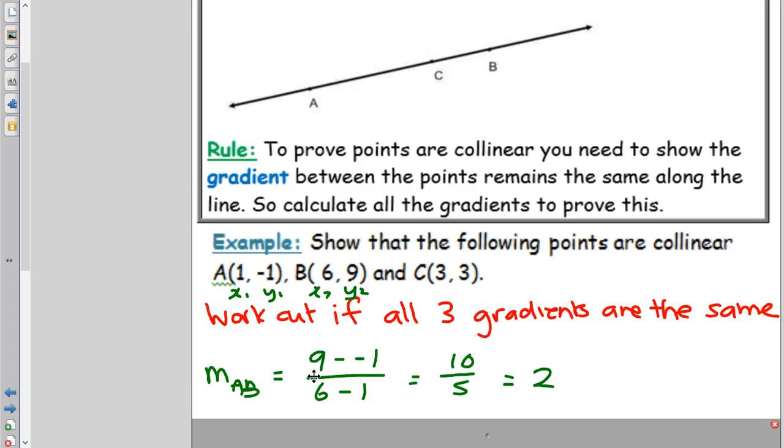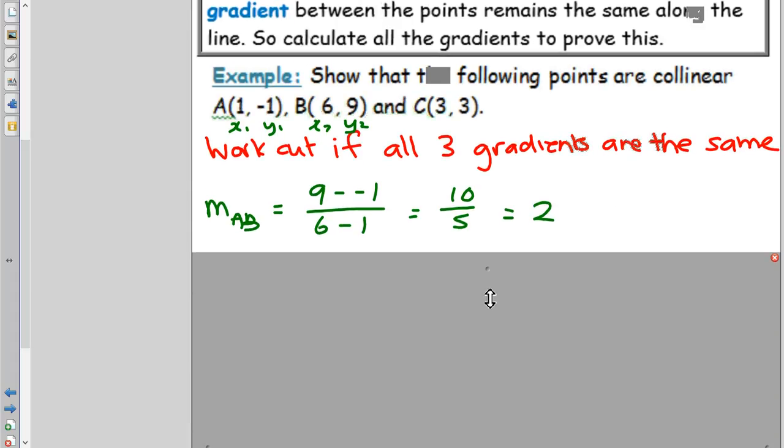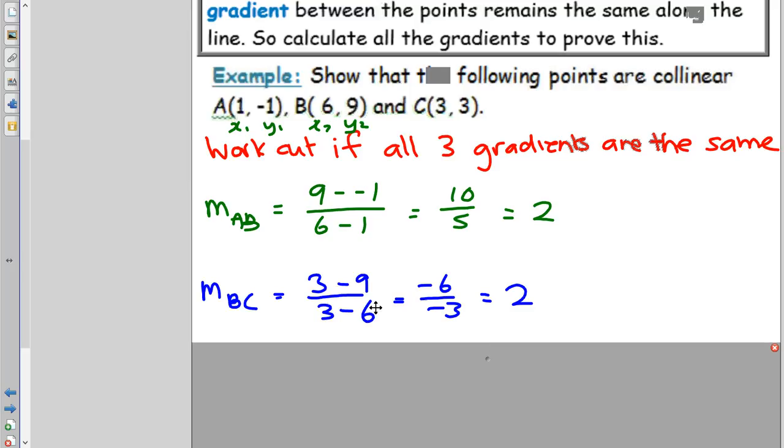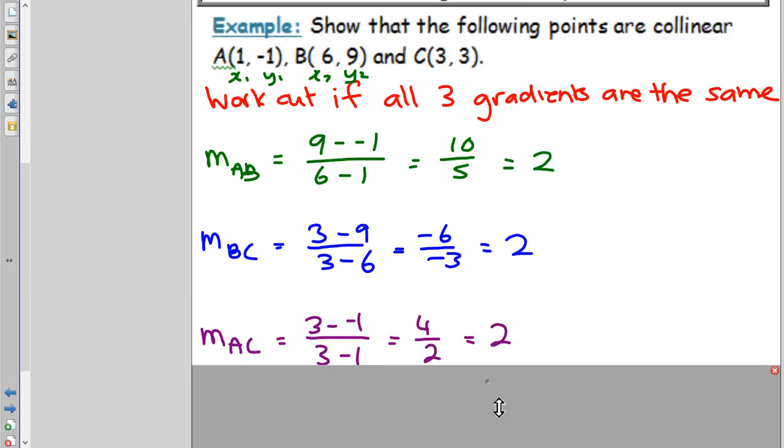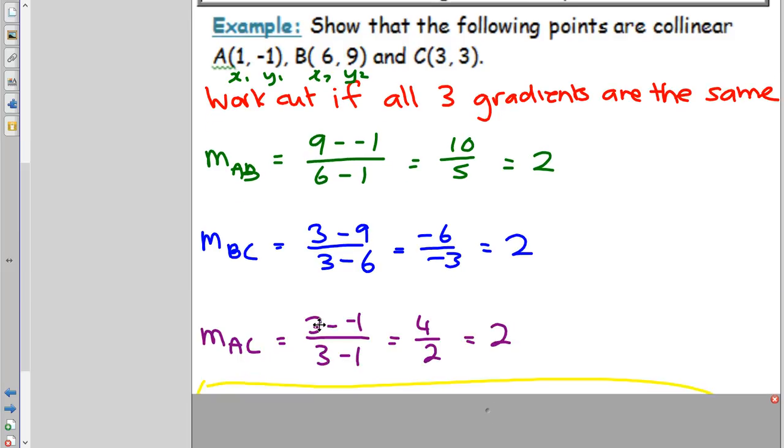So I did AB first, so I labelled x1, y1, x2, y2, and plugged it in. 9 minus minus 1 is 10, 6 minus 1 is 5, you get 2. Then the next thing I did was I found the gradient of BC. So gradient of BC, y2 minus y1 over x2 minus x1, you get 2. So at the moment it's looking possible. The question is implying that they are collinear, but it's always good to check. They could be tricking you. Gradient of AC, you're now using A and C as your coordinates, and we've got 2 as well.